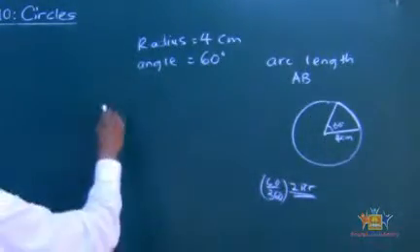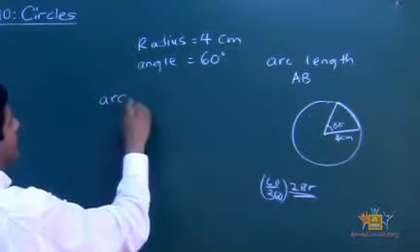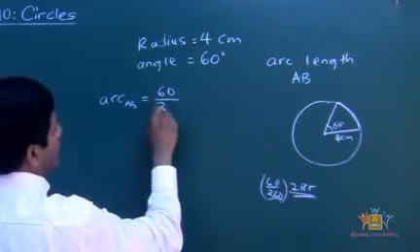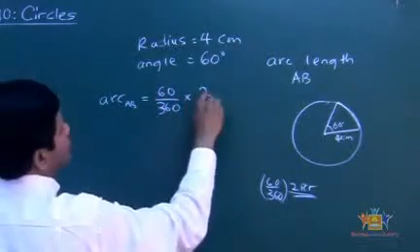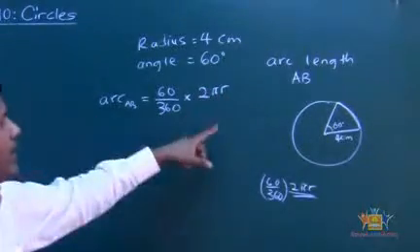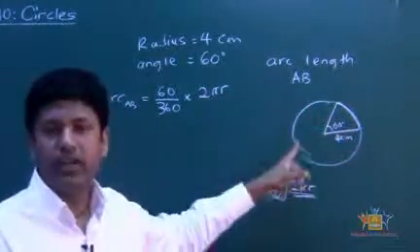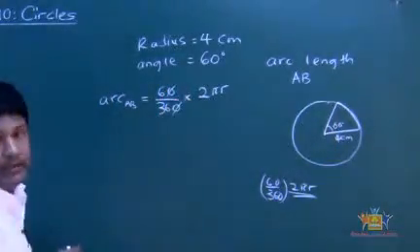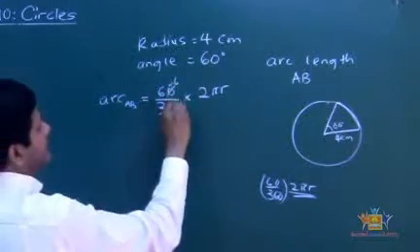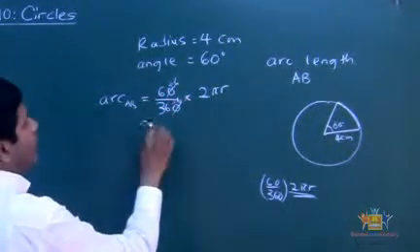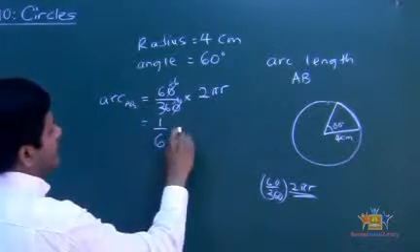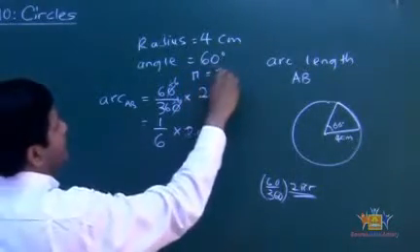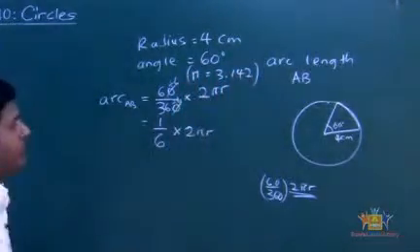Let's do that. We want to find arc AB, which equals 60 degrees over 360, times 2 pi r. That 2 pi r is the whole circumference of the circle. Now we're going to simplify. The zeros can be cancelled out. We can divide 6 by 6, and 36 by 6. That gives me 1 over 6 times 2 pi r. Let's use pi as 3.142.